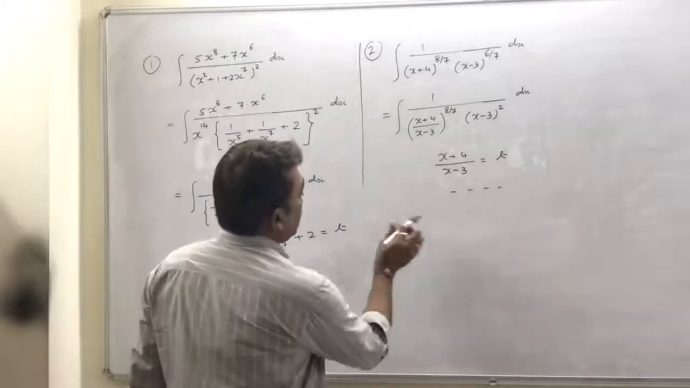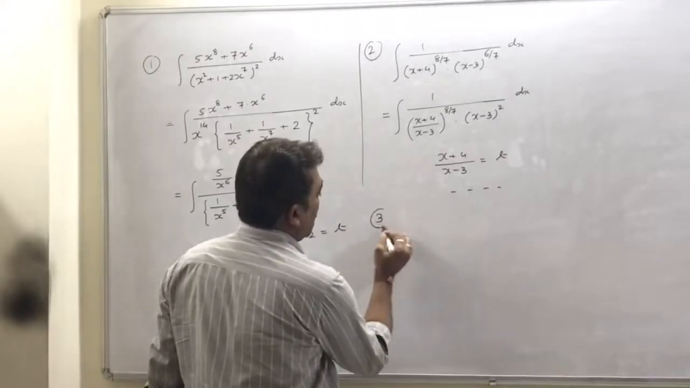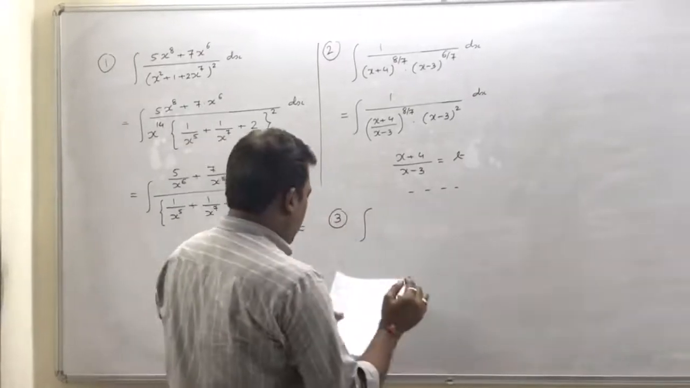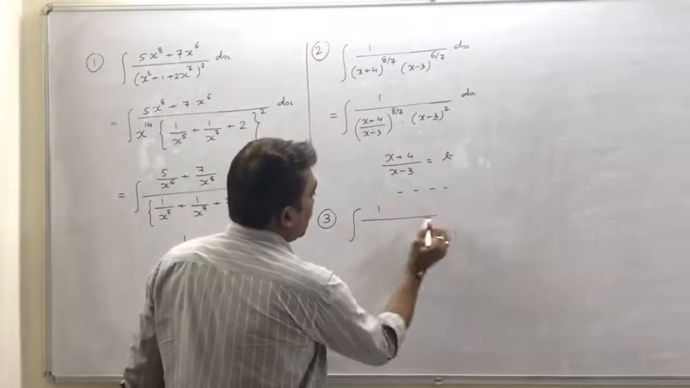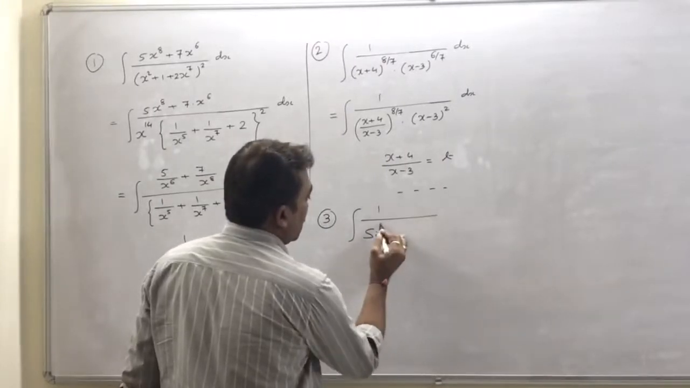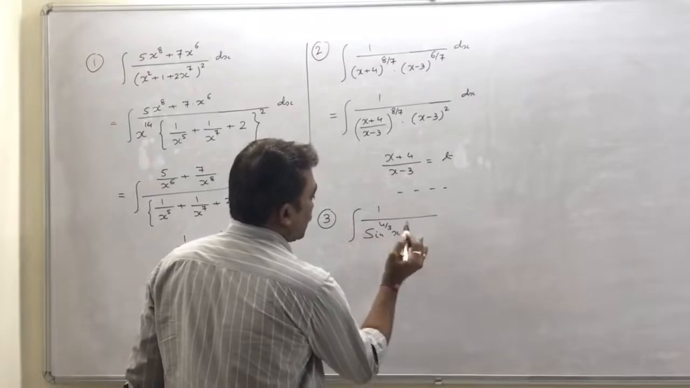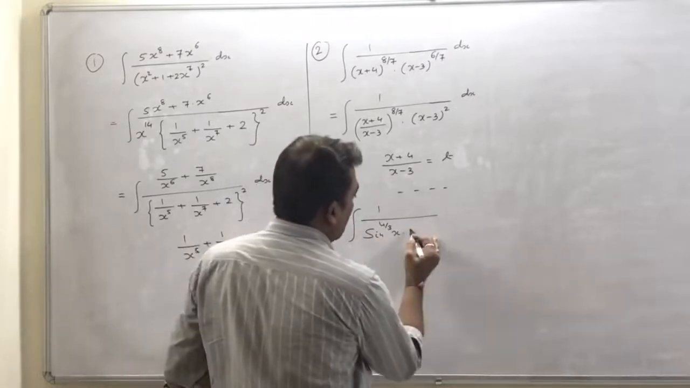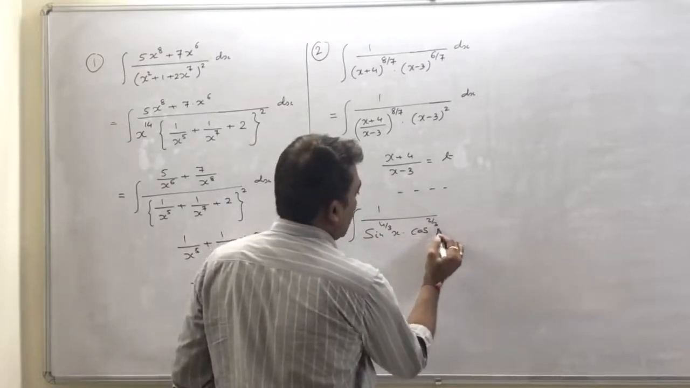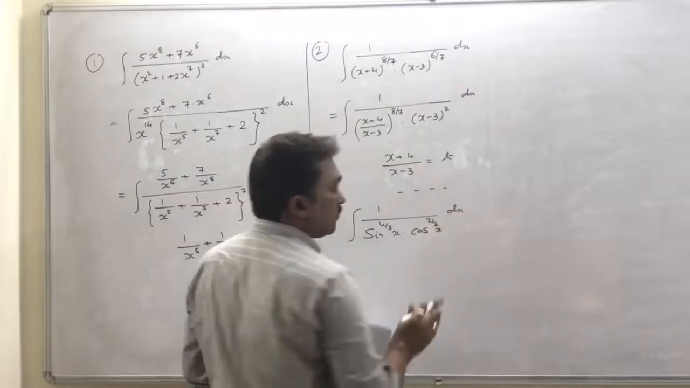Third type, integral of 1 upon sin x raised to 4 by 3 into cos x raised to 2 by 3. Very famous sum.